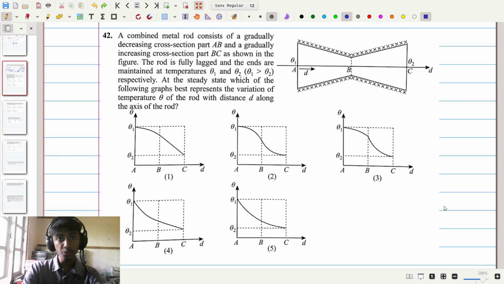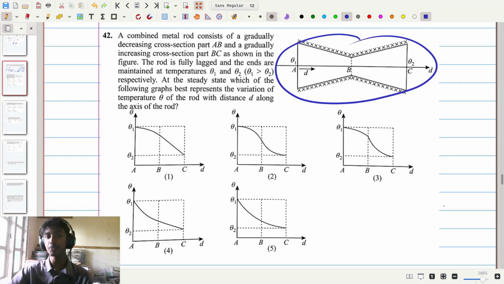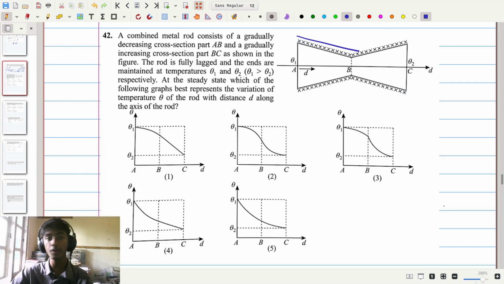Now moving on to the next question, question 42 says, a combined metal rod consists of a gradually decreasing cross-sectional part AB and a gradually increasing cross-sectional part BC as shown in the figure. So in the figure we can see the cross-section decreases from A to B and then increases again from B to C. Now given this, they say the rod is fully lagged, i.e. fully thermally insulated, and the ends A and C are maintained at temperatures θ1 and θ2 respectively, where θ1 is a higher temperature than θ2.